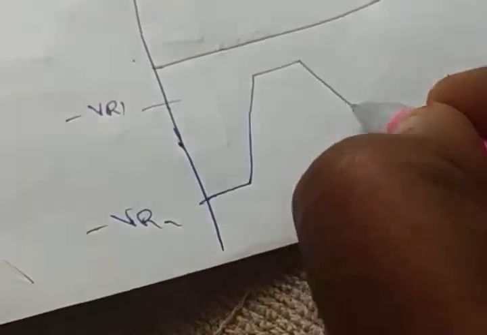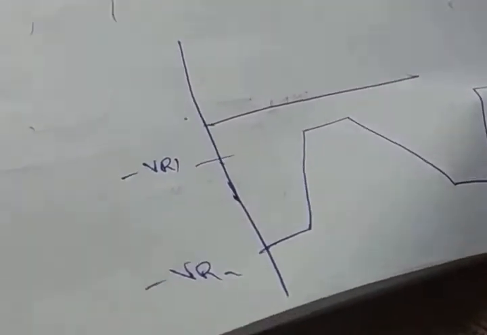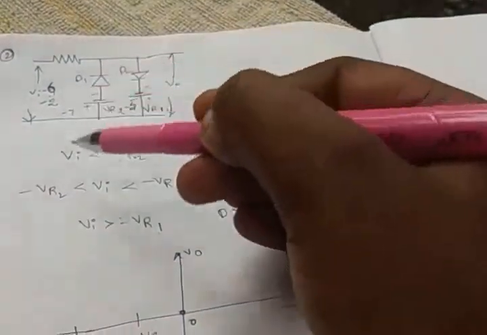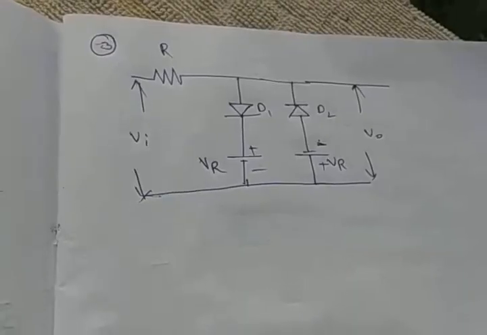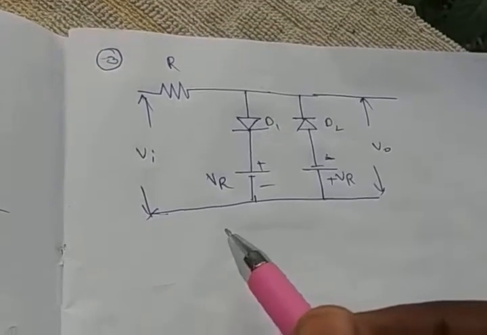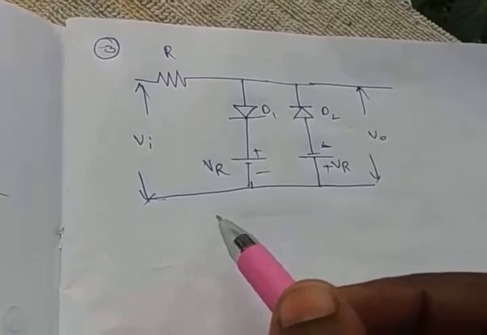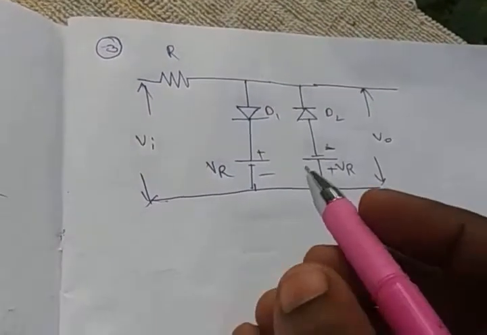This is minus VR1 and this is minus VR2. So for initial values, it is minus VR2. So the output will be like this. This is the way how to design an independent level clipper. This will be the third design of a two independent level clipper.